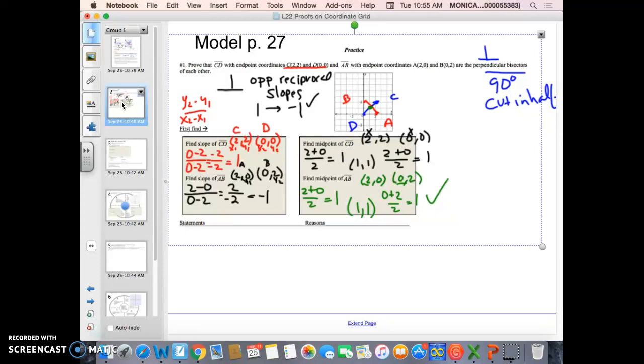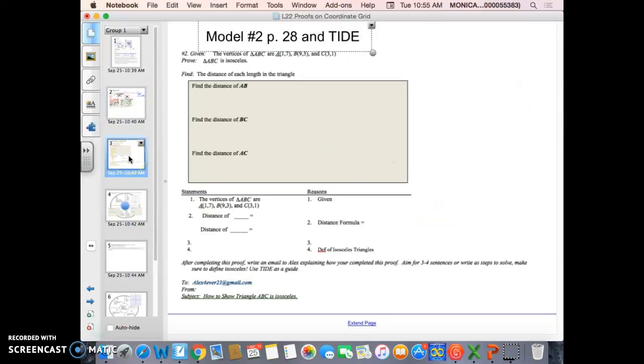And that's as far as I'd like you to go. We're not going to do statements and reasons for this at this time. We'll do it at another time. All right, let's move forward. Here is model example number 2.